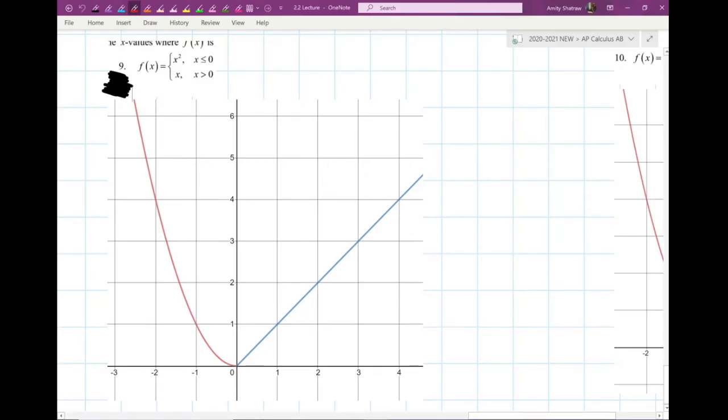Okay, let's take a look at number 9. And when I say let's take a look, let's actually take a look. This part is red and this part is my blue, slightly different blue, but whatever. I notice right here that I have a corner. Okay, it is continuous, but the corner makes it so that I'm going to say that it's not differentiable.